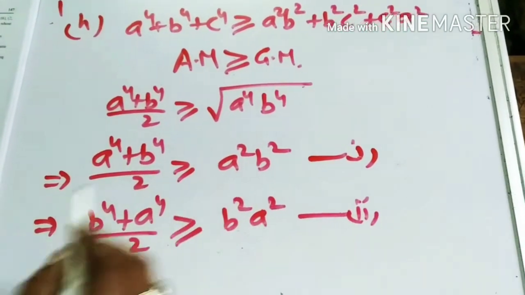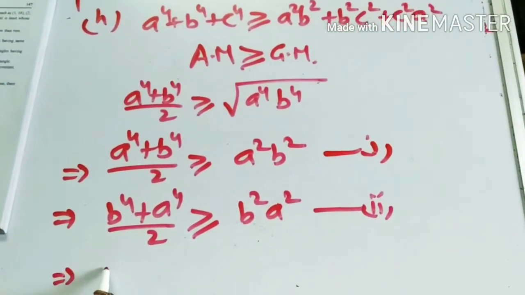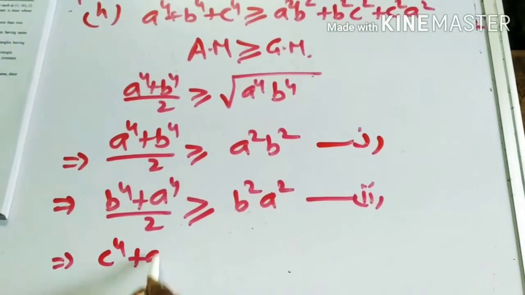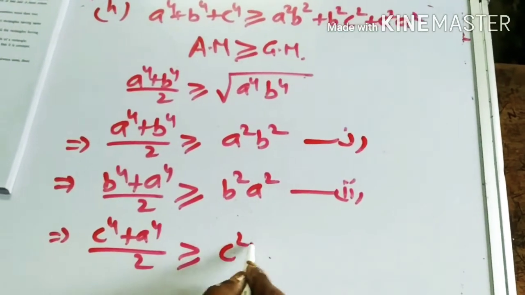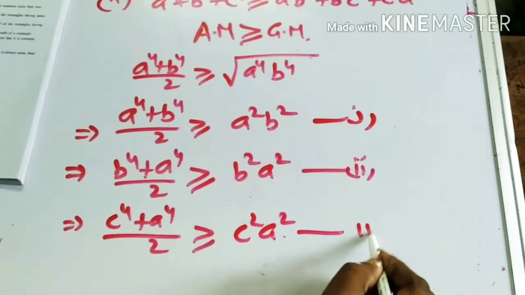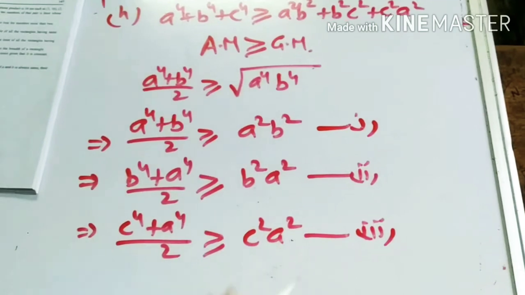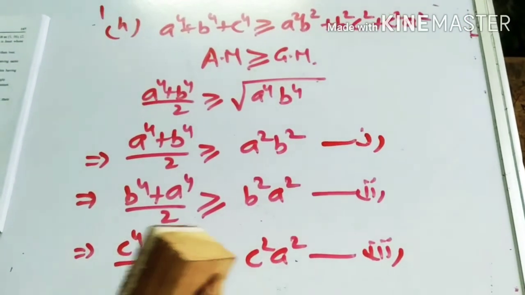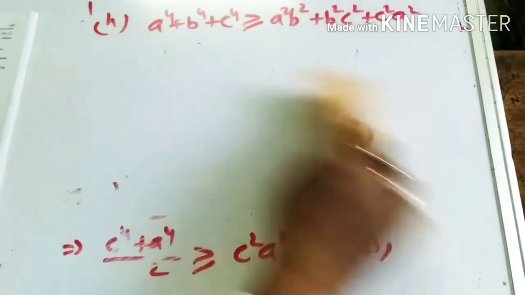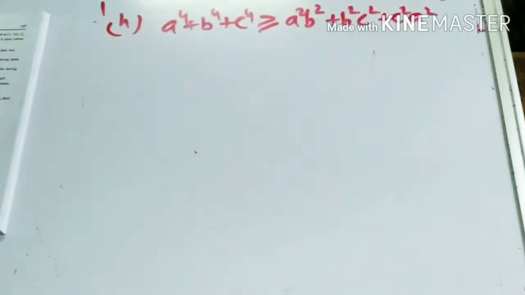And similarly I can also write that (C^4 + A^4)/2 is greater than or equal to C²A², equation 3. Now I am going to add equations 1, 2 and 3.